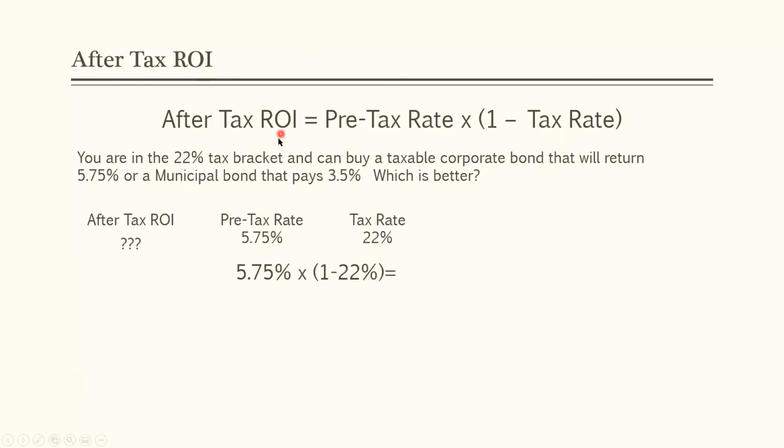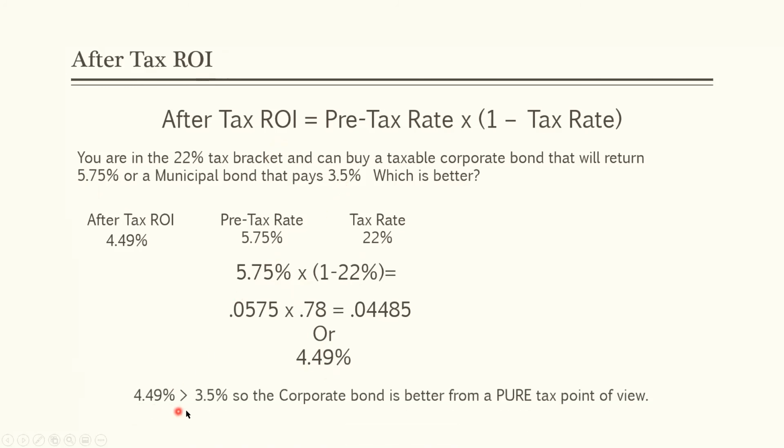So our after-tax return on investment: 5.75% times 1 minus 0.22 gives us 4.49%. So now we can tell that our after-tax return on investment for this bond paying 5.75 is 4.49%. Now we can compare that to the 3.5%, and we can determine that 4.49 is greater than the 3.5%. So the corporate bond is better, from a pure tax point of view. Now there might be some other reasons why you might want to buy a municipal bond versus a corporate bond, but from just looking at a tax point of view, the corporate bond in this instance would be better.